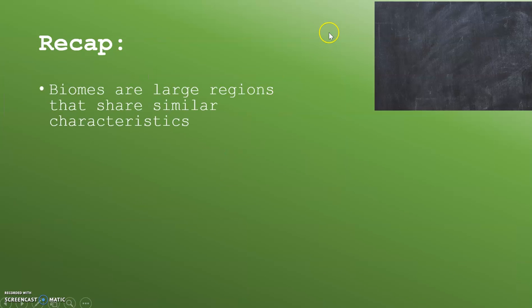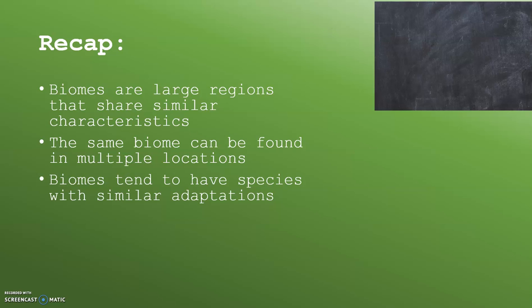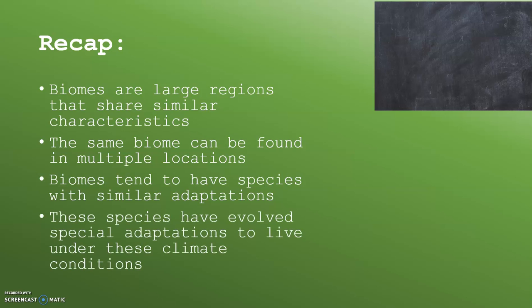So to put it all together, biomes are large regions that share similar characteristics. The same biome can be found in multiple locations. Biomes tend to have species with similar adaptations, and these species have evolved special adaptations to live under these climate conditions.